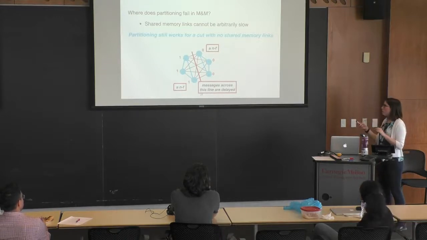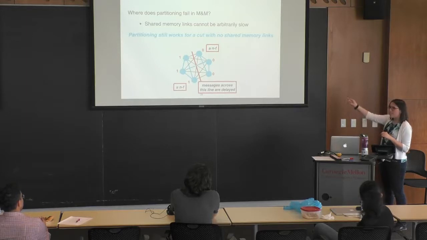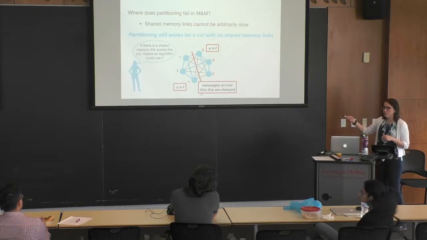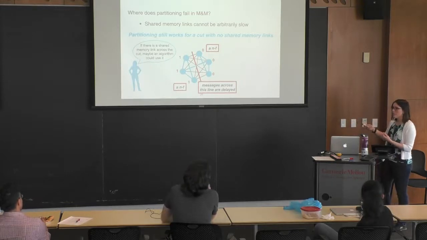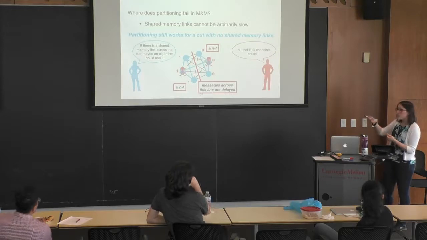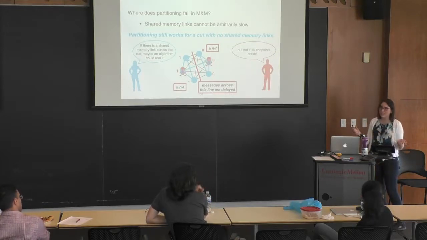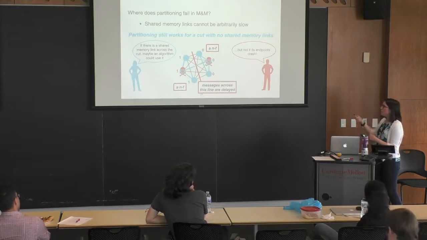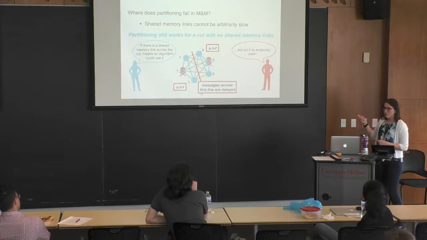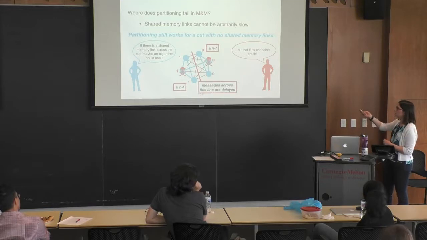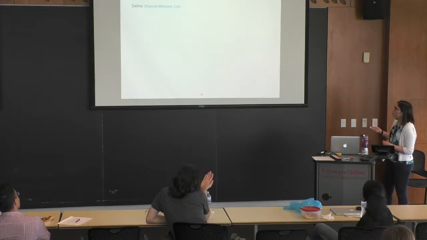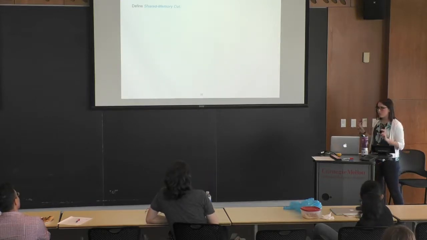All right, but if we had an edge crossing through, maybe an algorithm could use that edge to get around this partitioning, right? But if the two endpoints of that edge were dead, then you couldn't send anything across it. And so the adversary would still win. And so we're going to formalize this intuition into what we call a shared memory cut.